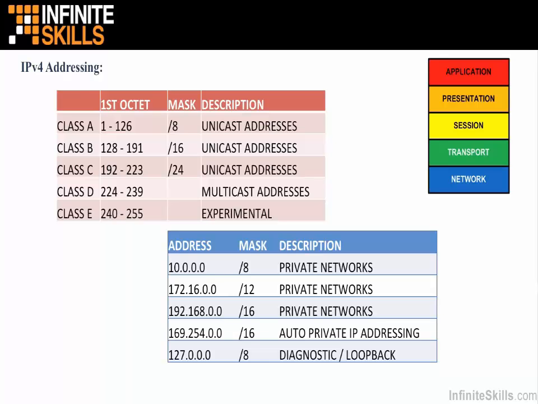And finally, the 127 IP address range is defined as diagnostic, and this is where we get our loopback address for testing purposes, 127.0.0.1. That's our loopback address. So these are families of IP addresses that are probably some of the more important ranges you should be aware of.